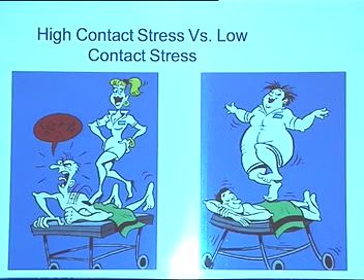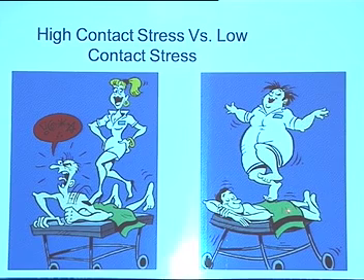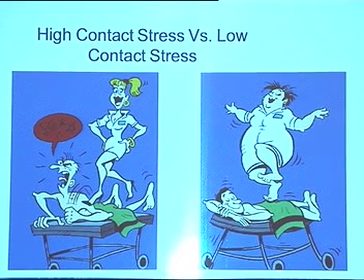Of course, you do see the patient is happy, even if she is nutritionally a bit more well covered, because the contact stress is so low.